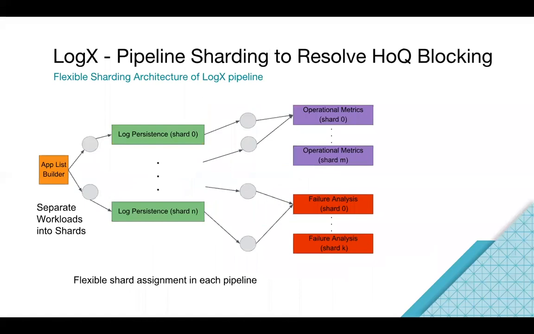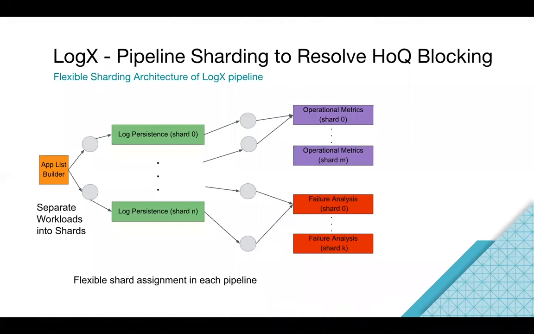So to resolve this problem, we have a sharding architecture in our overall pipeline design. Sharding means that we have multiple copies of the same type of pipeline. And the app list builder just separates the workloads into multiple shards. And then we have multiple copies of log persistence to take each shard. And similarly, in operational metrics and failure analysis, we can let them take one or more shards from log persistence and move forward to apply the analysis.